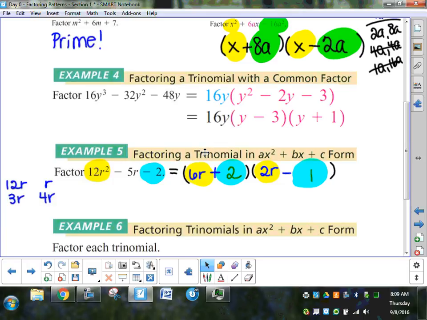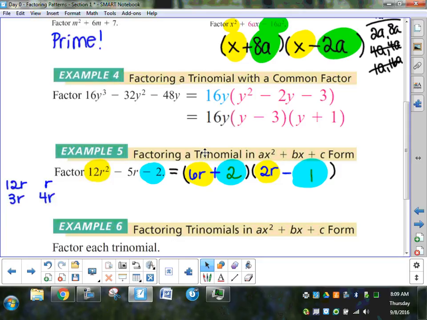So, to start, I've got 6R and 2R. 6R times 2R is going to give me 12R squared. We're good. Outside terms give me negative 6R and then positive 2R. Negative 6R and, what did I miss say? What should that inside give me? 4R. So what do I get when I have negative 6R and positive 4R? What would my middle term be? Negative 2R. Did that work? No. There's a reason before I did this that I knew that this arrangement would not work.